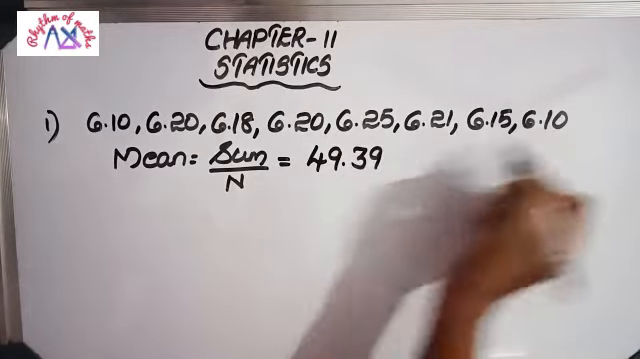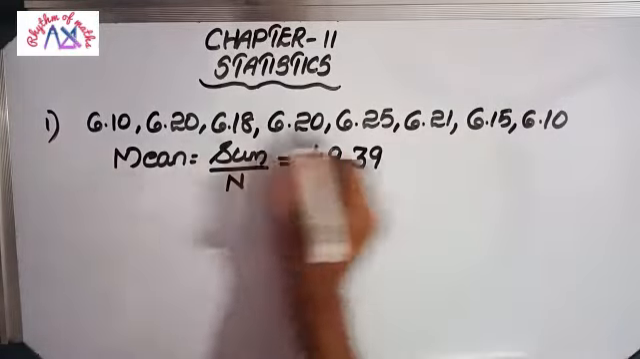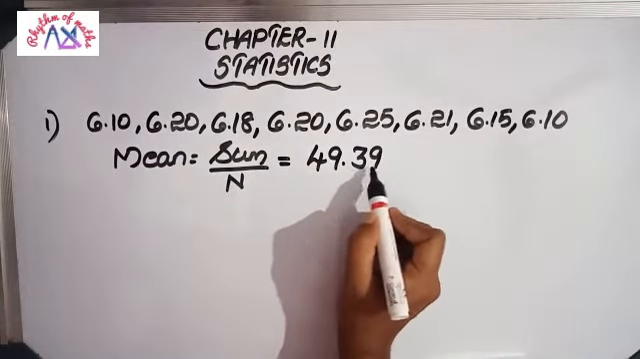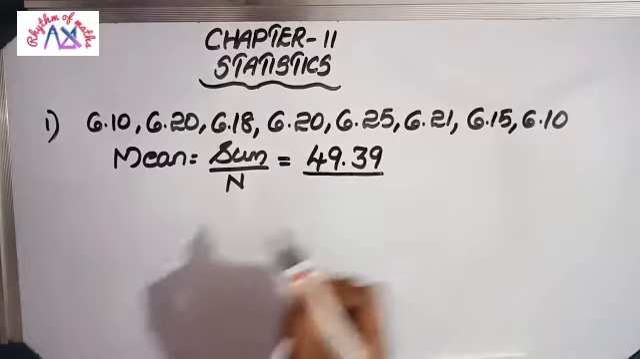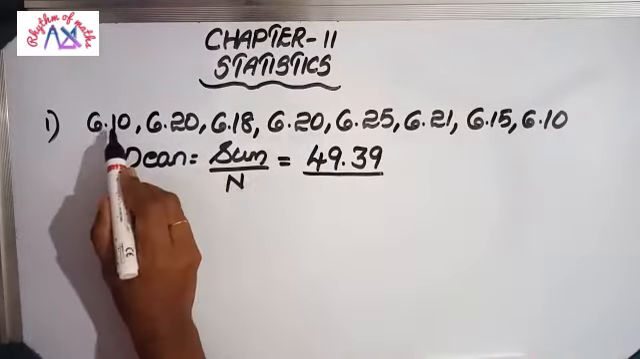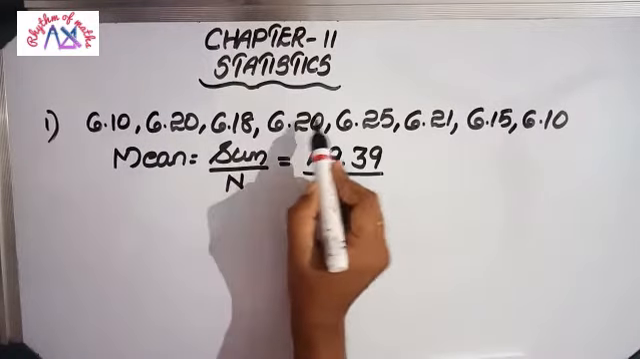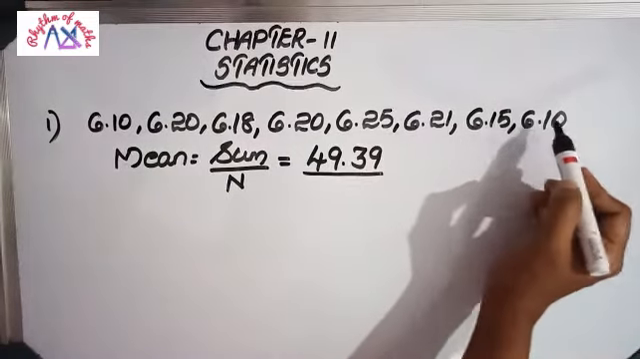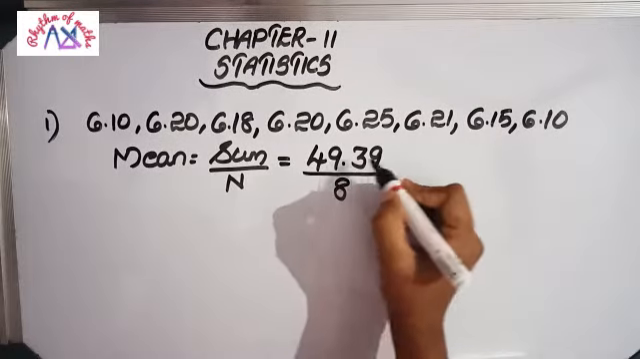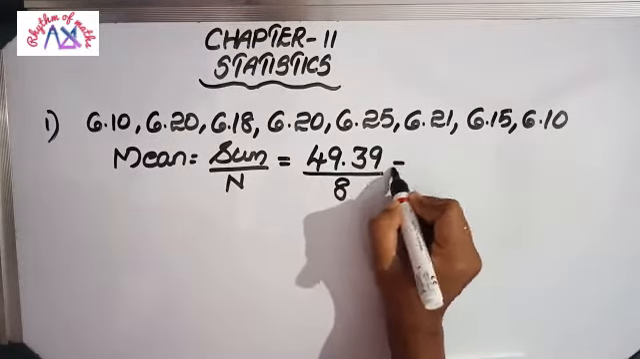49.39. I am not going to show it, you just add all these numbers. When you add all these numbers, you will get 49.39 as the answer. Divided by the total number. How many observations are here? 1, 2, 3, 4, 5, 6, 7, 8. Total 8 observations are there. So 49.39 divided by 8.